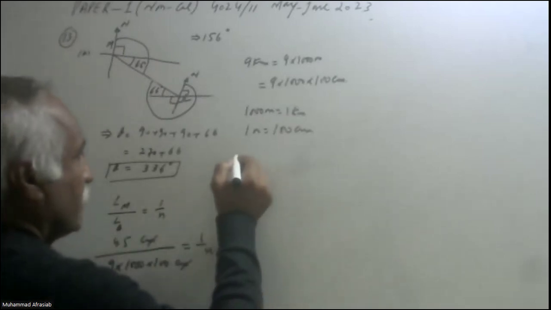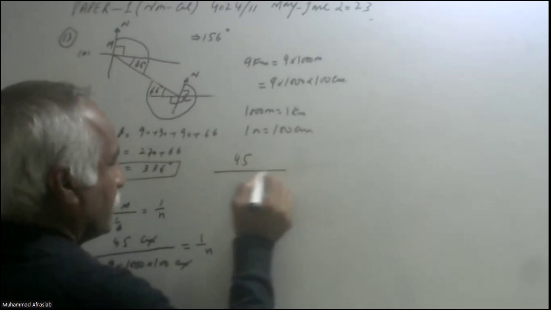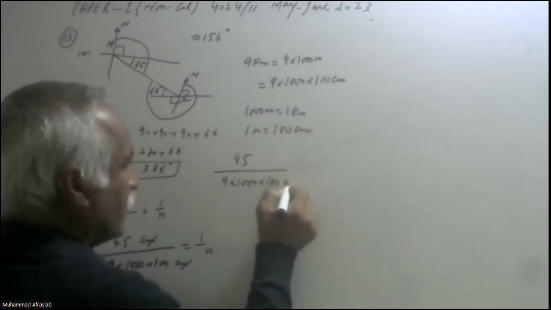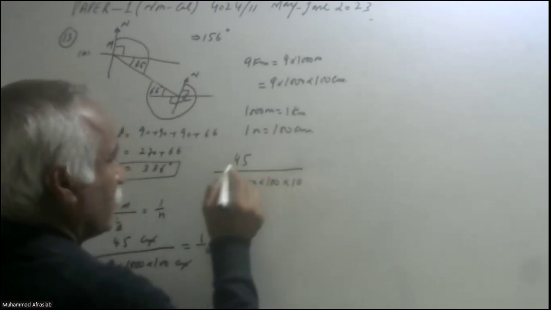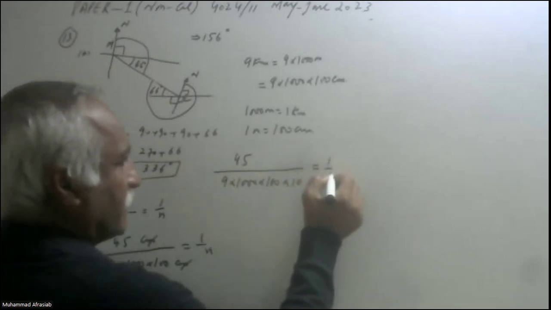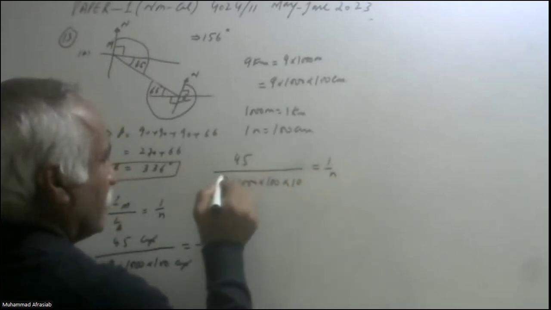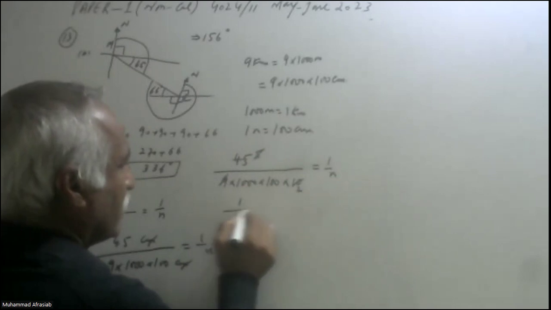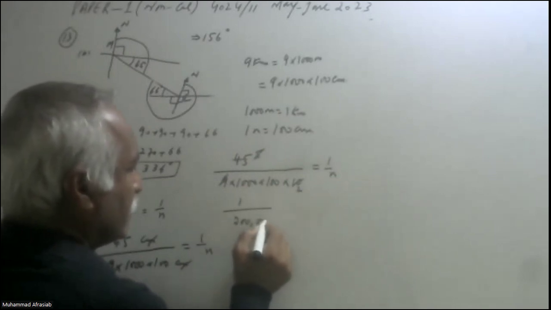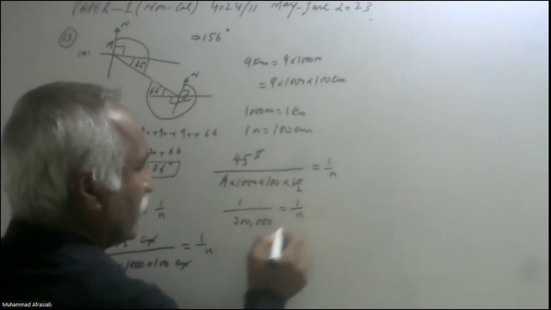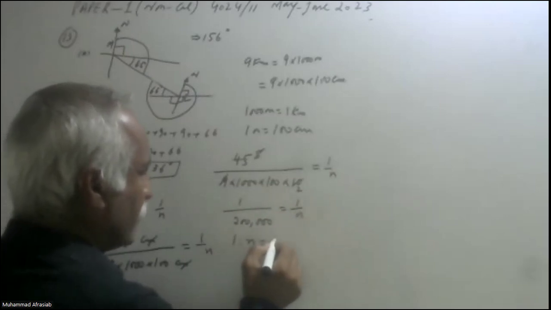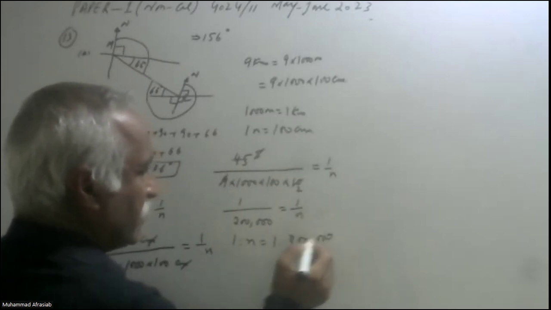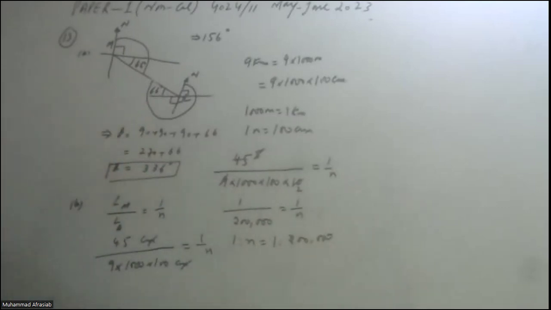So this will become 45 over 9 into 1000 into 100 into 10 because the decimal point is removed from this portion there. So 9 5s are 45, 5 2s are 10. So 1 over 200,000 is equal to 1 over n, or 1 ratio n is equal to 1 ratio 200,000 for this simplified answer there.